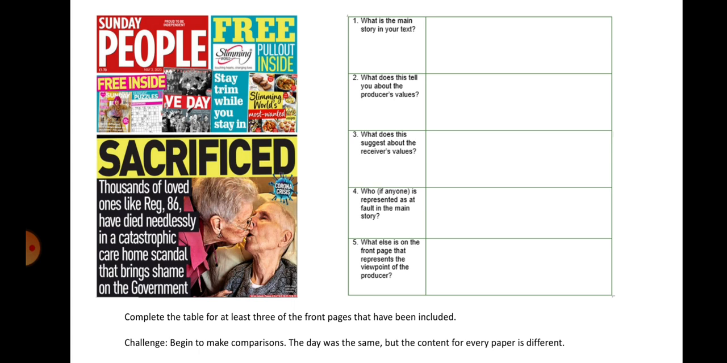And what else on the front page represents views? Now, this is an interesting one where you don't really see many other stories. What you get is a lot of other things to do with the pullouts inside. So you get various magazines, you get puzzles, you get a thing about VE Day, you get something about staying trim and Slimming World.